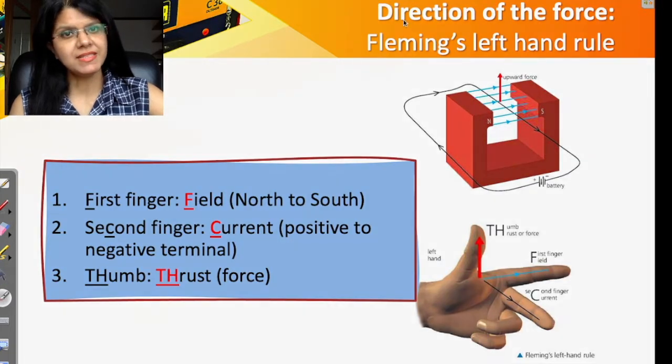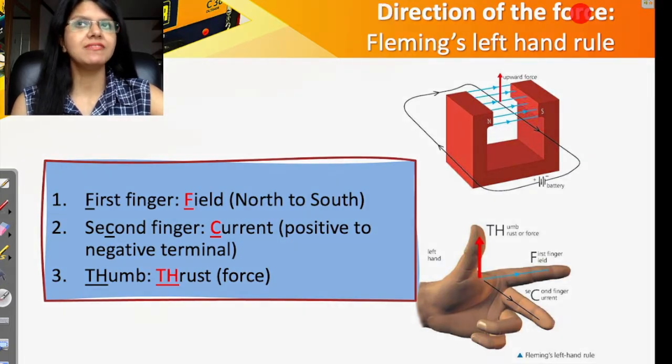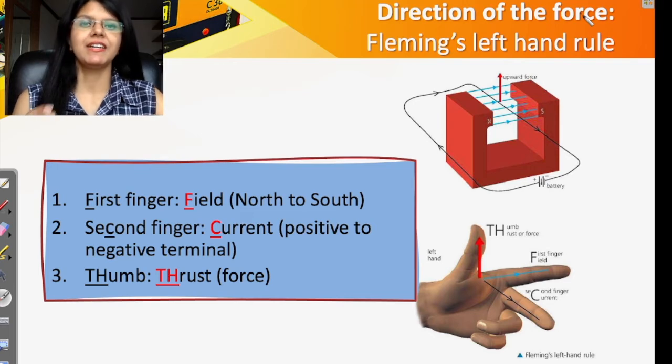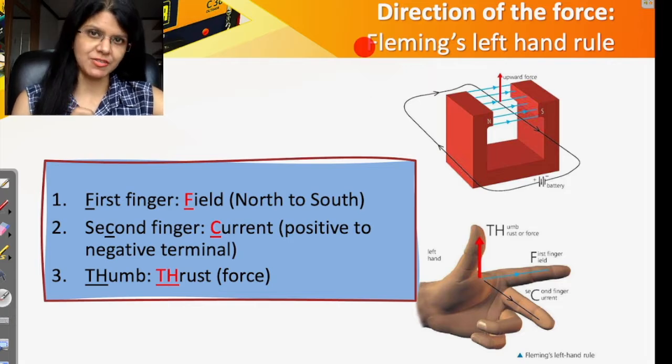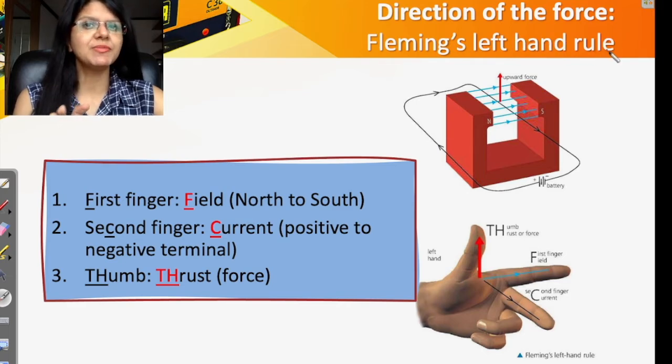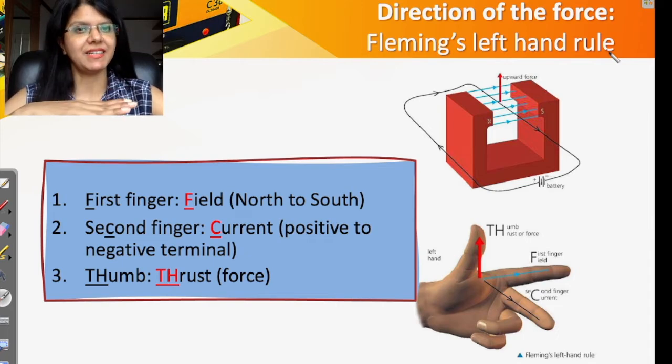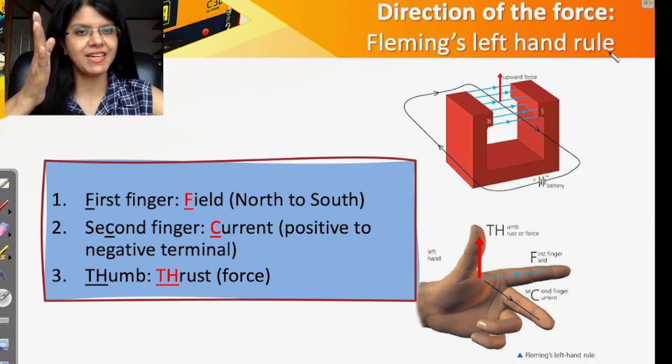If it is a force, it has to have a direction. Force is a vector. If it is a vector quantity that we are talking about, we need to think about its direction as well, right? So how do we find the direction of the force? We find the direction of the force using Fleming's left hand rule. Again, here you have to be careful that you are using the left hand to find the direction of the force. So take out your left hand.